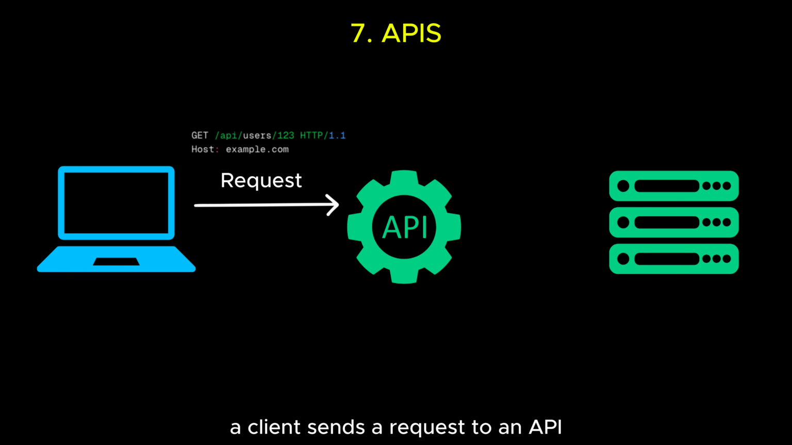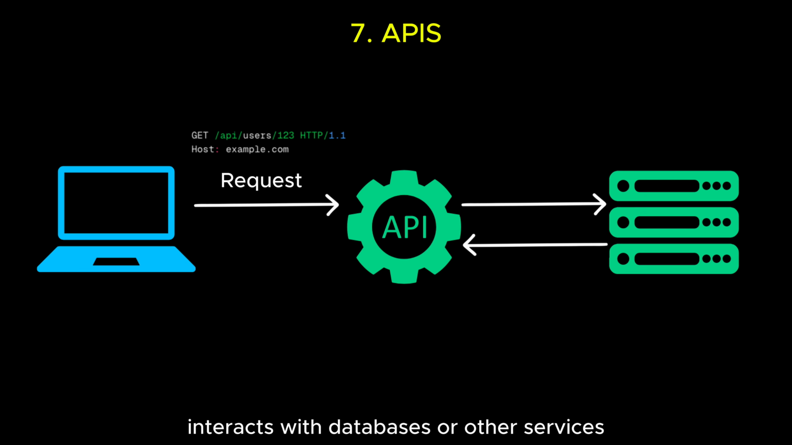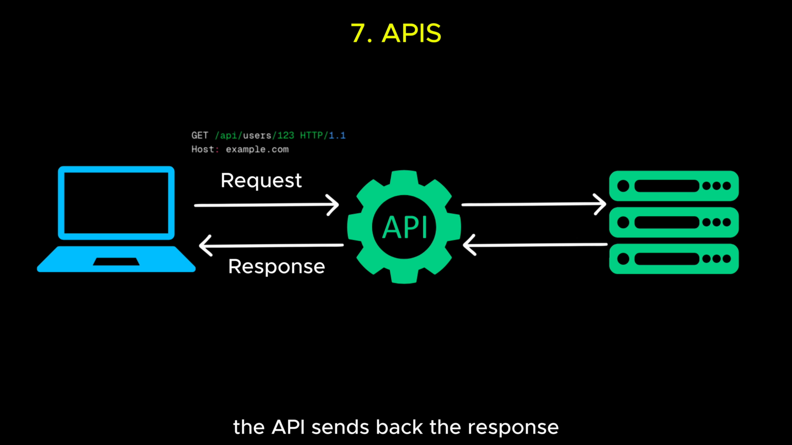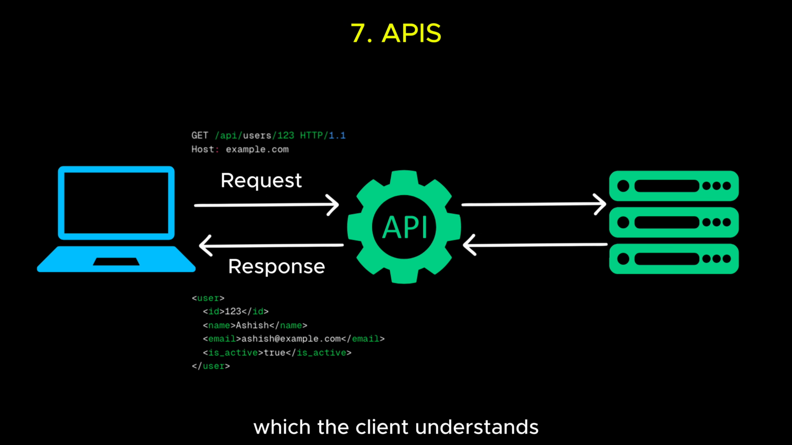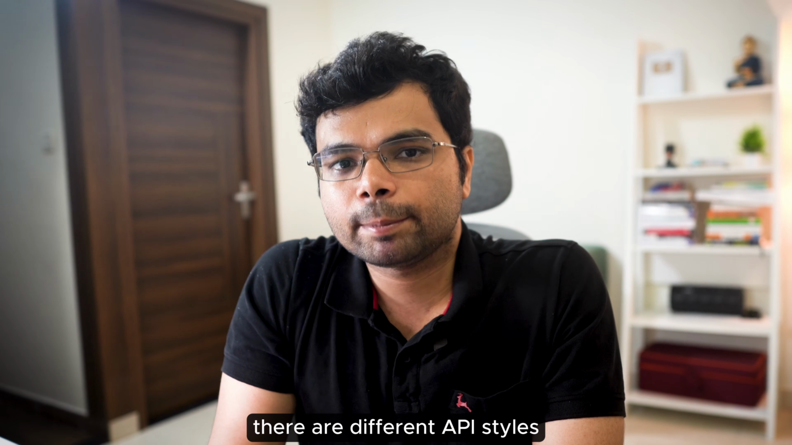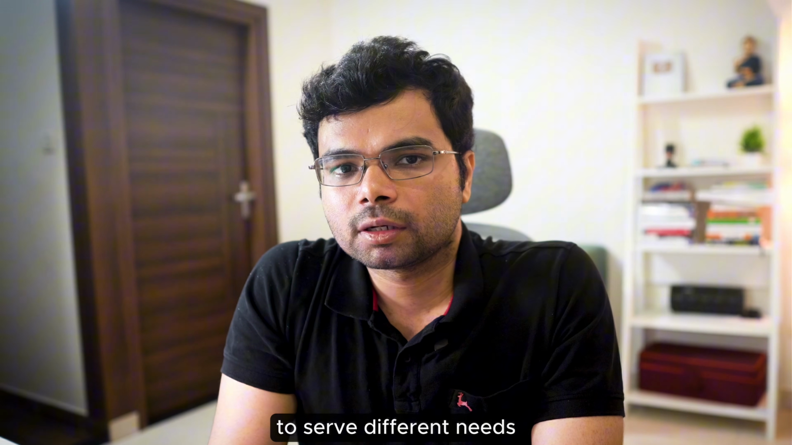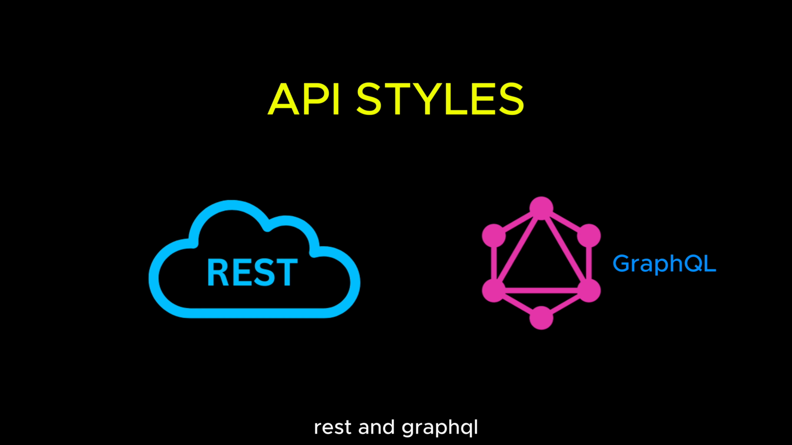A client sends a request to an API. The API, hosted on a server, processes the request, interacts with databases or other services, and prepares a response. The API sends back the response in a structured format, usually JSON or XML, which the client understands and can display. There are different API styles to serve different needs. Two of the most popular ones are REST and GraphQL.